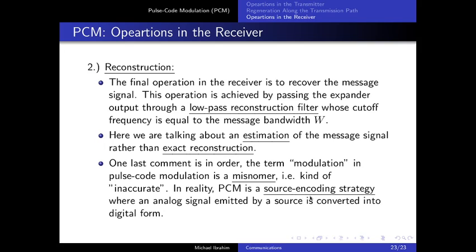Source encoding. It's basically, we have an analog signal emitted by a source, and this analog signal is converted into a digital form using PCM. PCM is not a modulation, because we do not have a carrier whose characteristics is changed in accordance with the message. But if you think about it, in PCM we have an analog signal that's transformed into a digital binary form, ones and zeros, so it's called source encoding. We try to encode the message coming out from a source into a digital form.